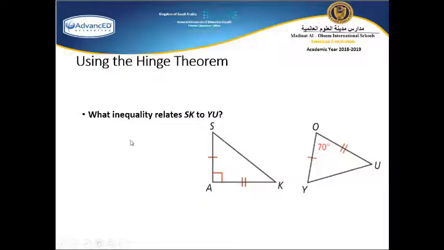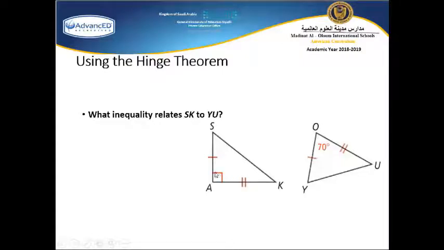Let's solve this question. What inequality relates SK to YU? Here, by looking at these triangles, according to our theorem, there are two sides of the first triangle congruent to two sides of the second triangle. AS is congruent to OY and AK is congruent to OU.